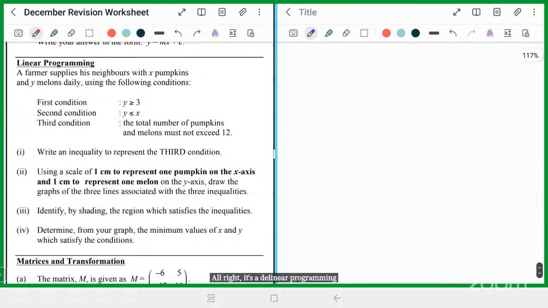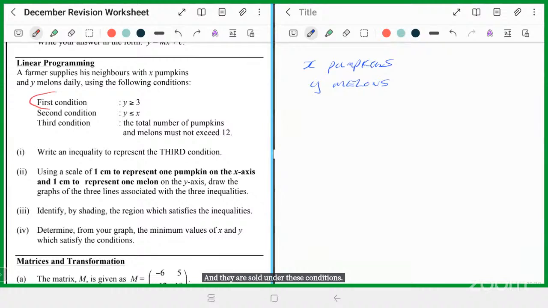All right, this question says, a farmer supplies his neighbors with X pumpkins and Y melons. So X is the number of pumpkins, Y is the number of melons. You don't know X and you don't know Y. And they are sold under these conditions. The first condition is this. The second condition is that. And the third condition they give us in words.